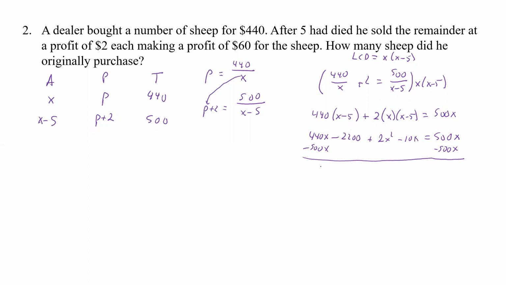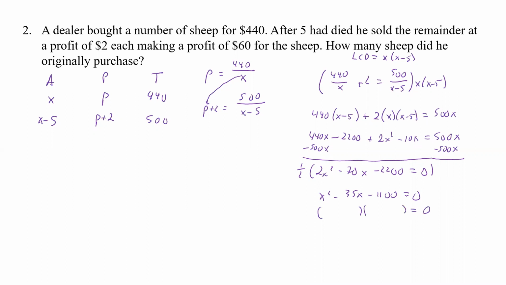So here we have 2x squared. Then we have 440 minus 500 minus 10, and so that's going to give us a minus 70x, and then we still have minus 2200 equals 0. Now I notice that there's a factor of 2 in all those, so to get rid of it, I'm going to multiply everything by 1/2. When I do that, I get x squared minus 35x minus 1100 equals 0, and now this is what I need to factor.